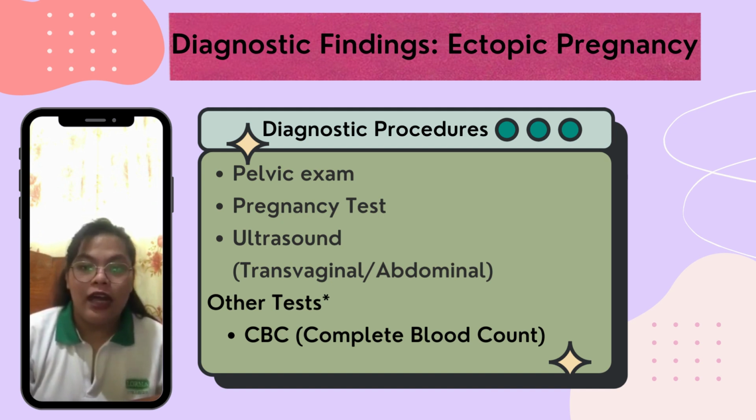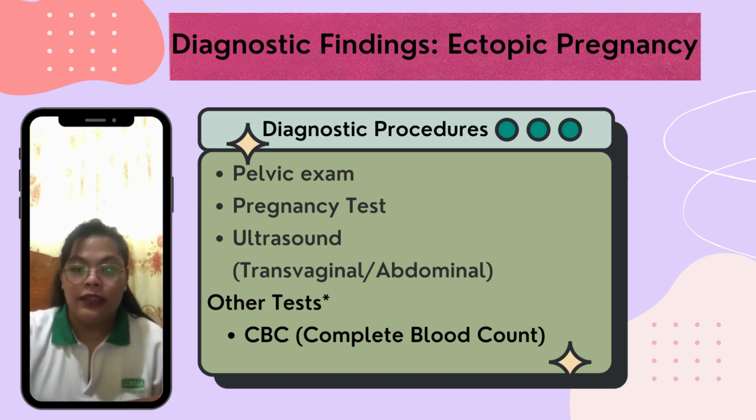So next is ultrasound, transvaginal ultrasound. A transvaginal ultrasound allows your doctor to see the exact location of your pregnancy. For this test, a wand-like device is placed into your vagina. It uses sound waves to create images of your uterus, ovaries, and fallopian tubes and sends the picture to a nearby monitor. Next is abdominal ultrasound, in which an ultrasound wand is moved over your belly, and may be used to confirm your pregnancy or evaluate for internal bleeding.